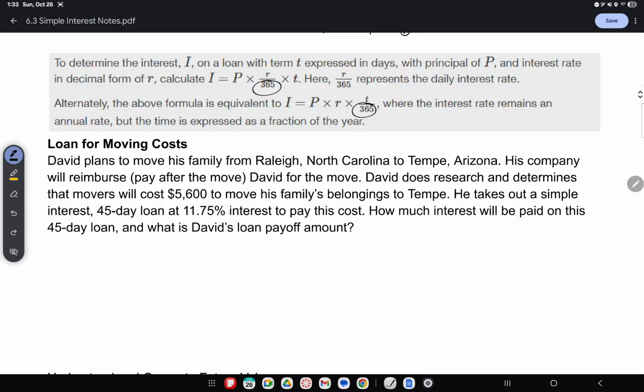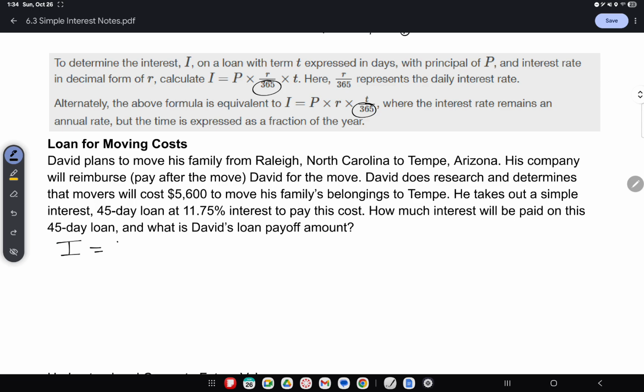All right, we're moving from Raleigh, North Carolina to Tempe, Arizona. The company is going to reimburse after the move. So he does his research to determine it's going to cost $5,600 to move the family out to Tempe. So simple interest loan, 45 days, 11.75%. And how much interest will be paid on it? And then what is the total?